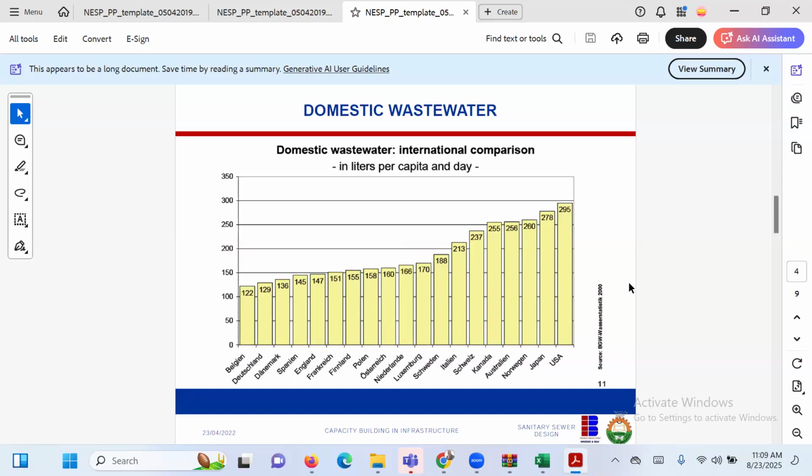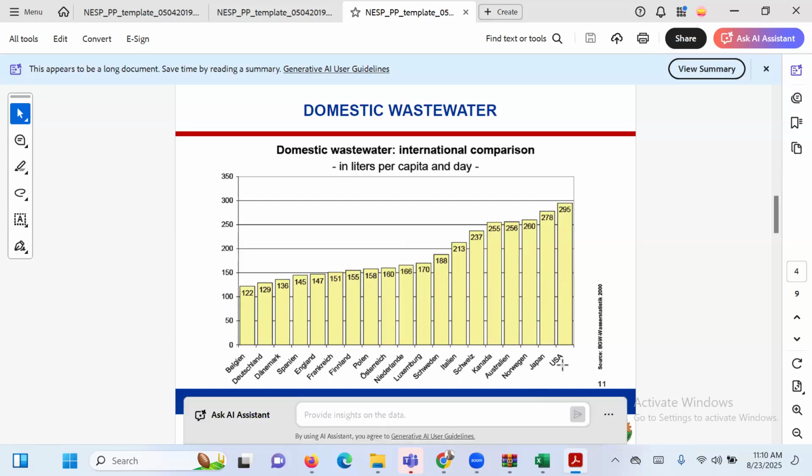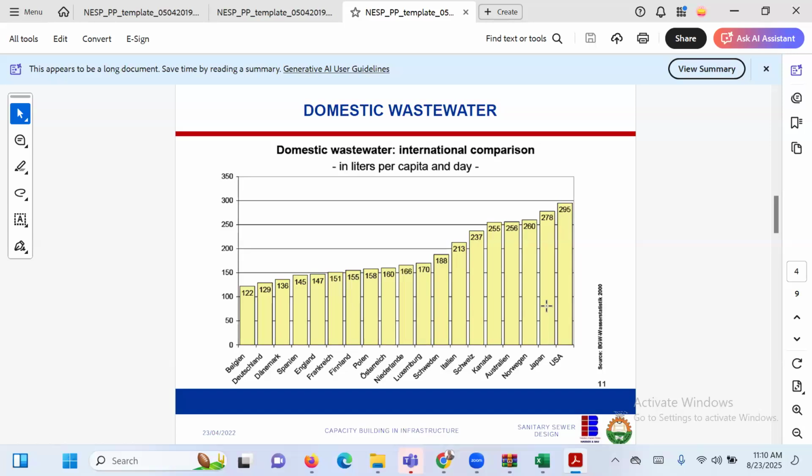So this is the domestic wastewater production, which can also be likened to water intake. Okay, in Belgium it's about 122. In Nigeria, remember we say it's 100. Okay, you can see some countries are really wasters of water. People like Canada, USA, Japan, they really waste a lot of water.